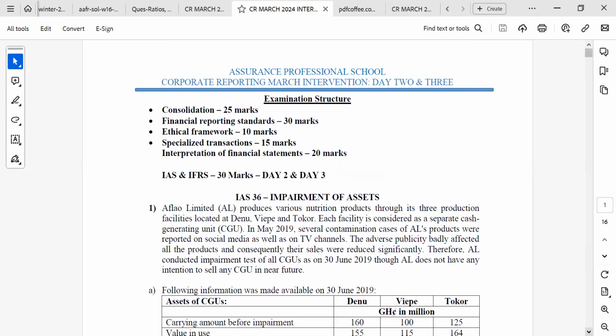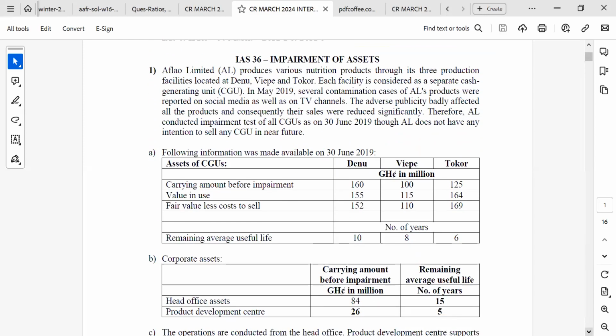So let's now start with certain standards now. Okay, the break, let's take, it's 8:11. Let's come back 8:30.